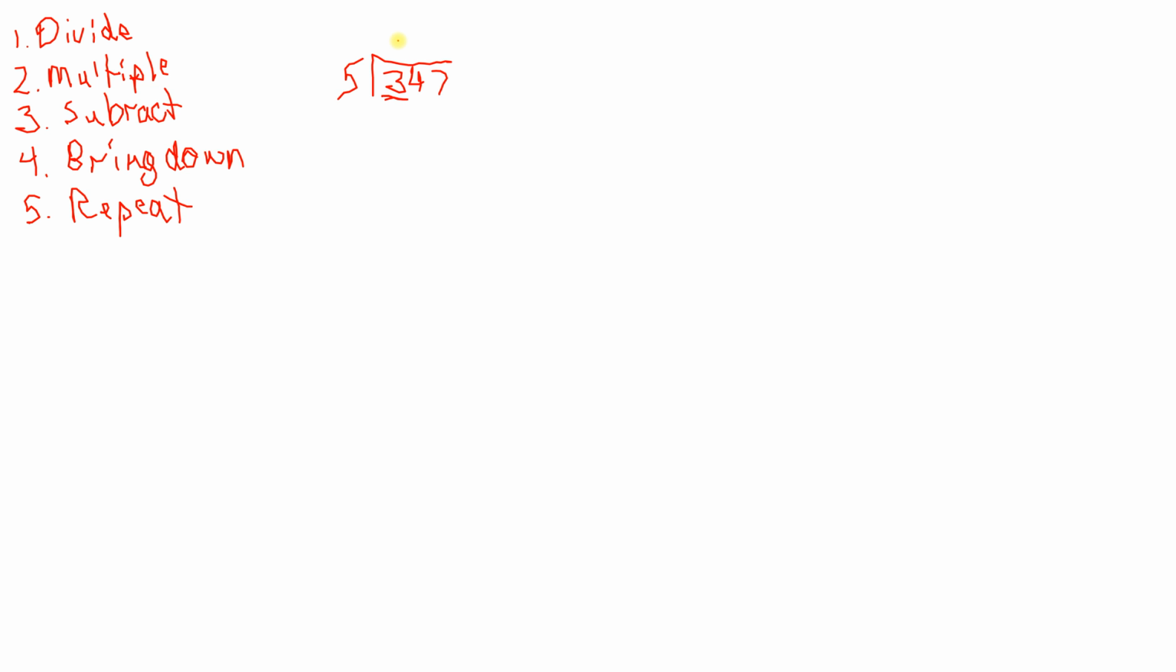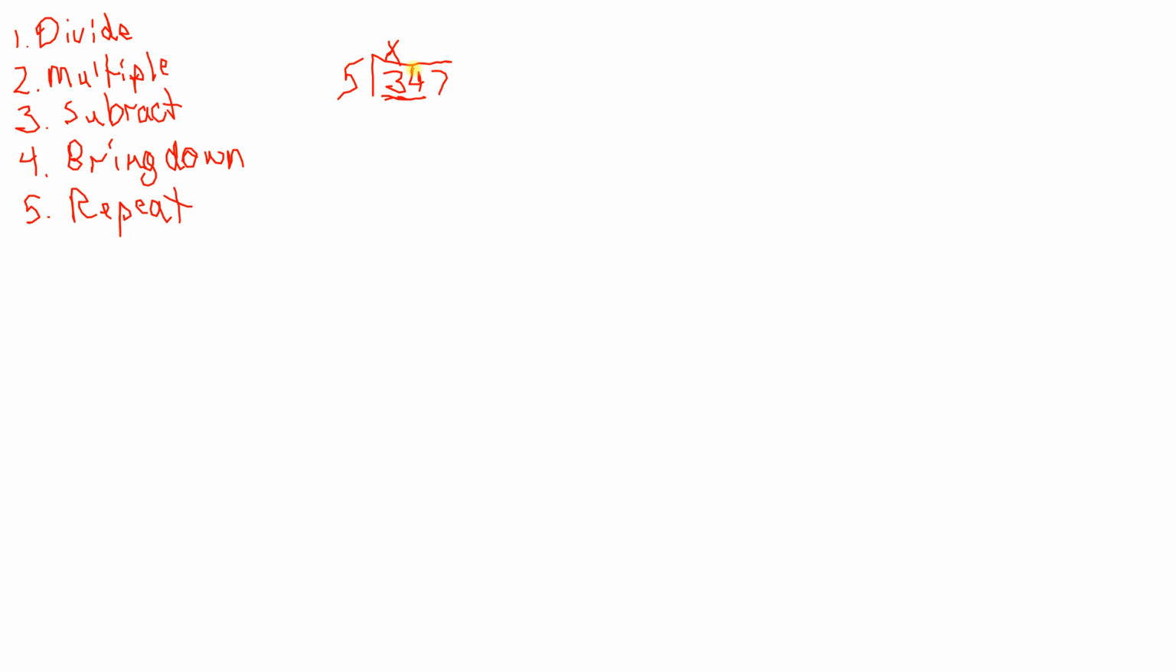Okay, some teachers will have you put an X here. I usually don't, but just so you can see that, okay, 5 does not go into the 3. So let's extend this line. Now I want to look at 34. Can 5 go into 34? Well, let's count by 5s, see how close we can get to 34 without going over. So 5, 10, 15, 20, 25, 30. And if I go one more, that's 35. That will be too big.